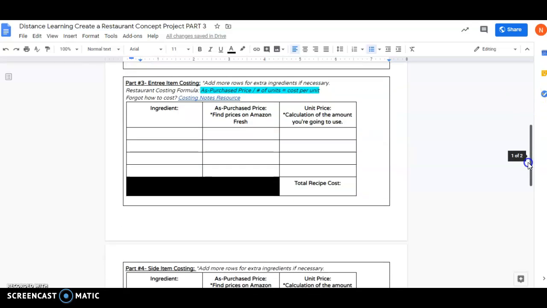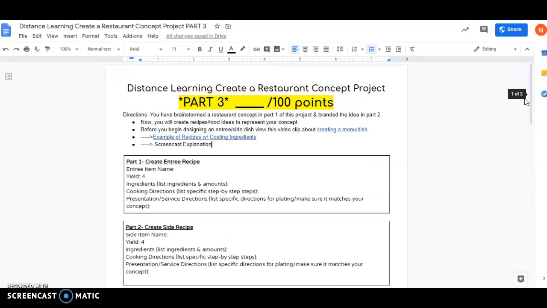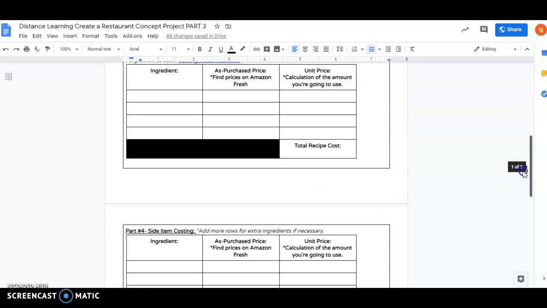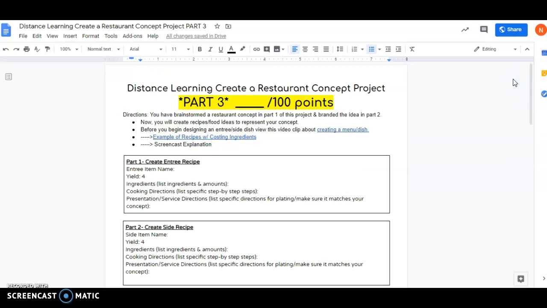Now, we would like you to stay within a budget of $10. To stay in that budget of $10, you're going to have to be very frugal, meaning cost conscious with your money. Now, if you go over or under, there's a part number 5 that you would modify. So if you end up going over, it's fine. Don't worry about it. Don't stress about it. Just try to stay within a budget of $10.